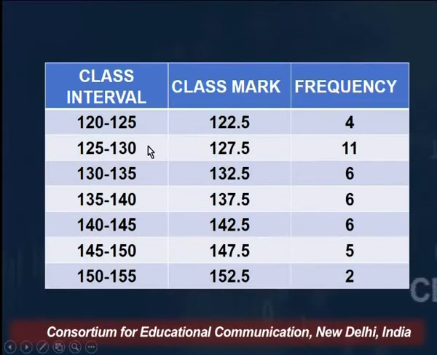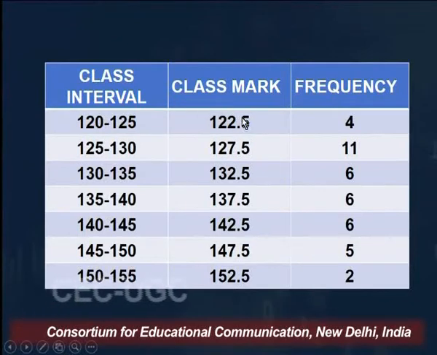Before I go on to find the frequency of these class intervals, a very important thing to see is class marks. What is a class mark? If I take the class interval 120 to 125, my lower limit is 120 and upper limit is 125. The class mark is the sum of the lower limit plus the upper limit divided by 2. Therefore, it becomes 120 plus 125 by 2, which is equal to 122.5. Similarly, I construct the class marks of all the class intervals.